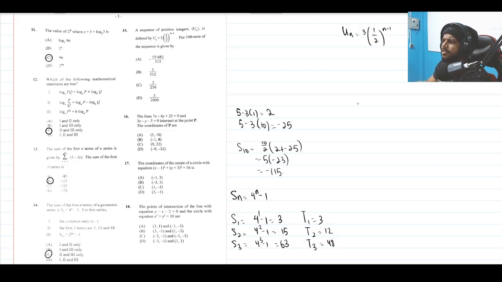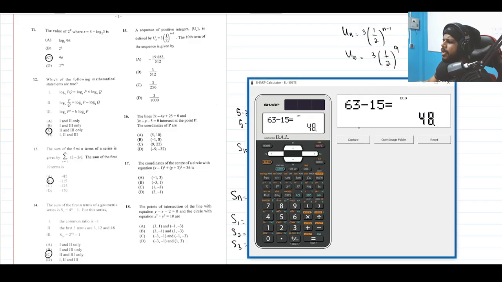So they want the 10th term, so that will be u sub 10 is 3 into a half to the power 10 minus 1, which is 9. You can just plug this into your calculator. A half to the power 9, 1 over 2 raised to the power of 9, multiplied by 3 is 3 over 512. B.